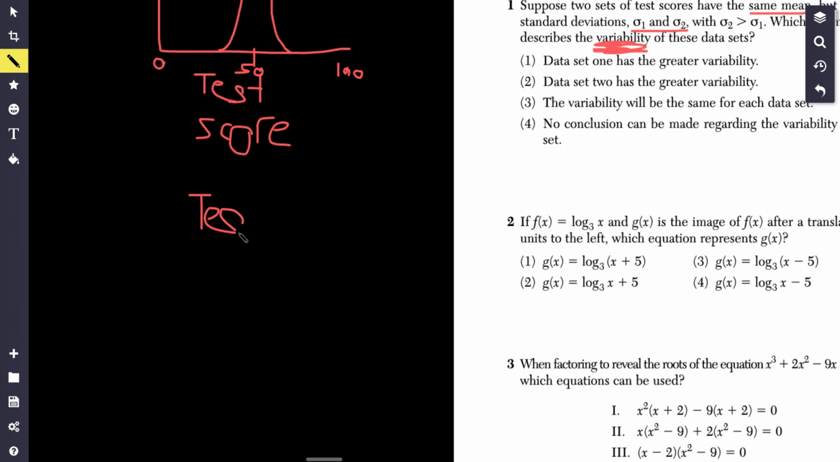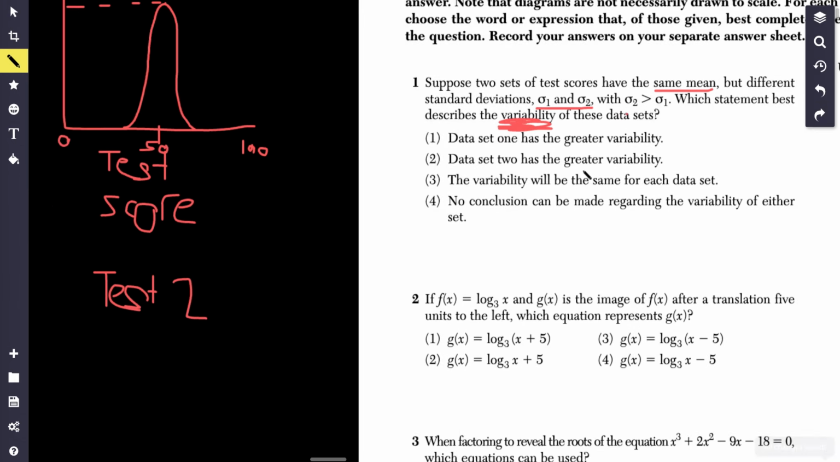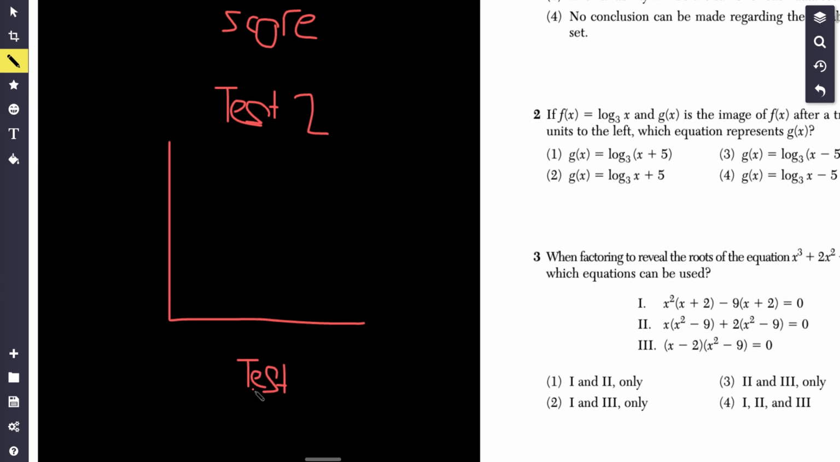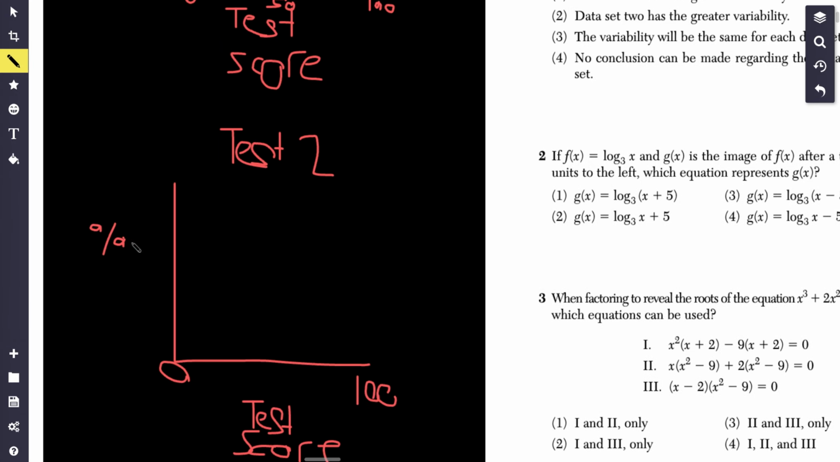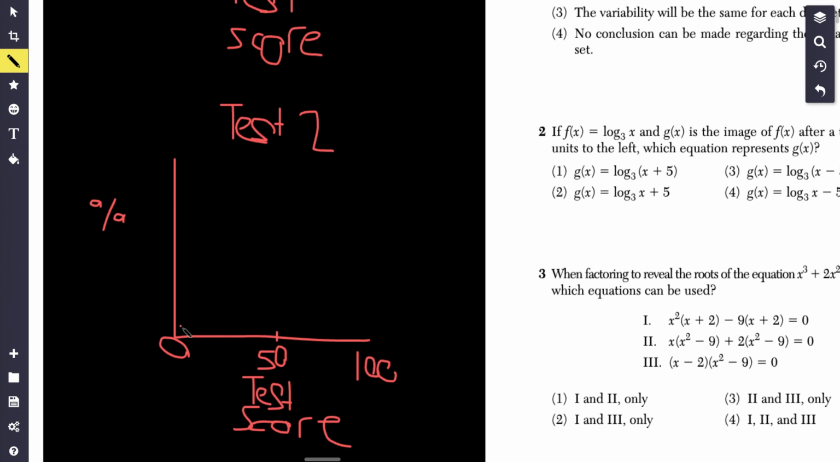But for test 2, we know that the standard deviation for test number 2 is greater than the standard deviation for test number 1. So if I were to graph this out again, here's what it might look like. 0 to 100, let's say this is percent. Once again, keep in mind that both of these test scores have the same mean. So I'm just going to mark a 50 on here. But maybe for test 2, the graph looks something like this.